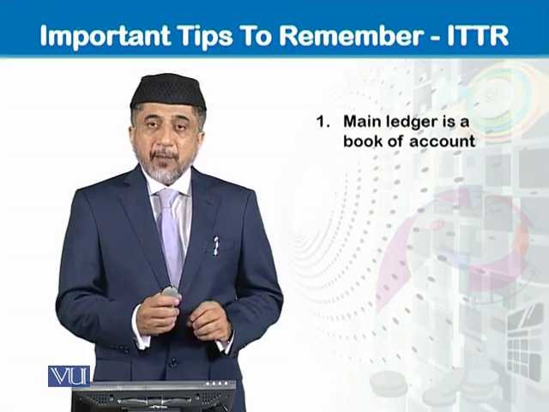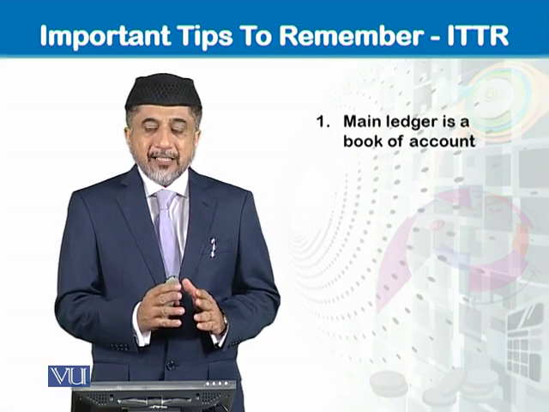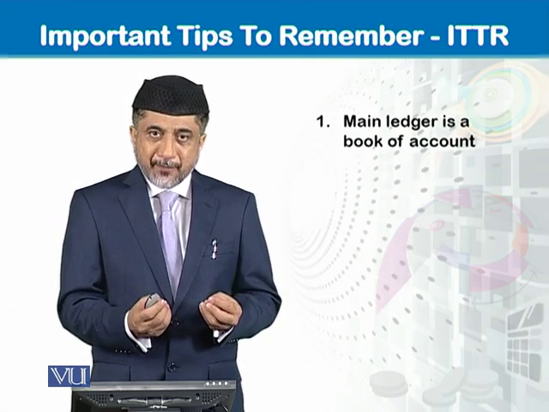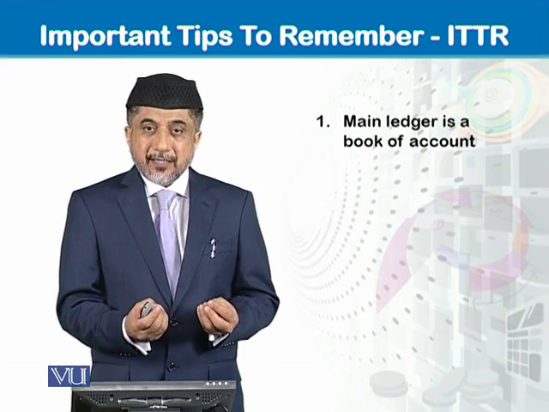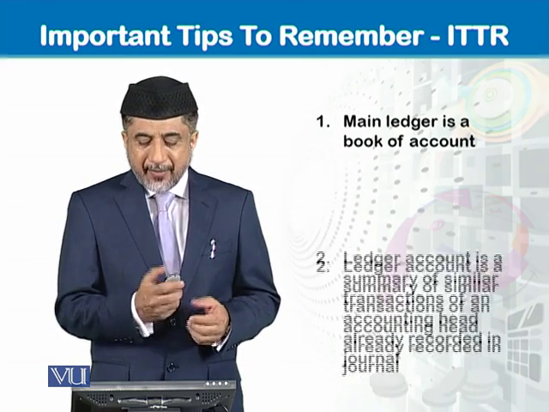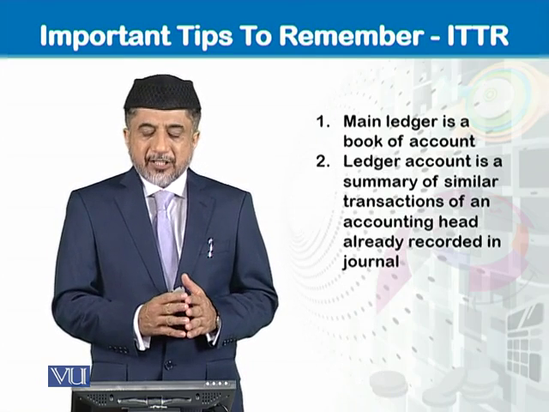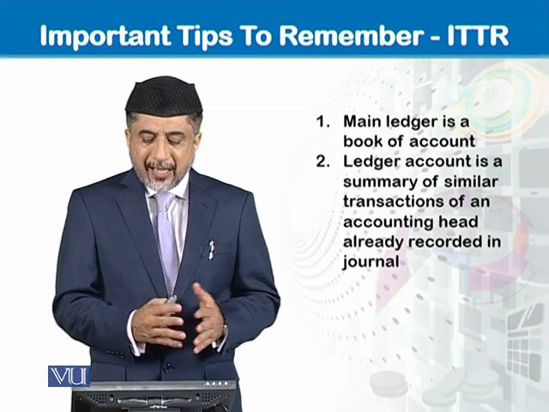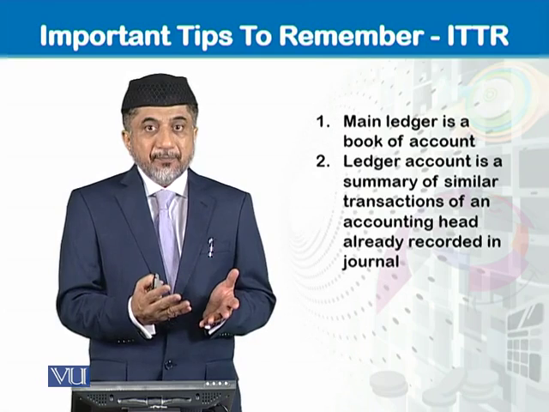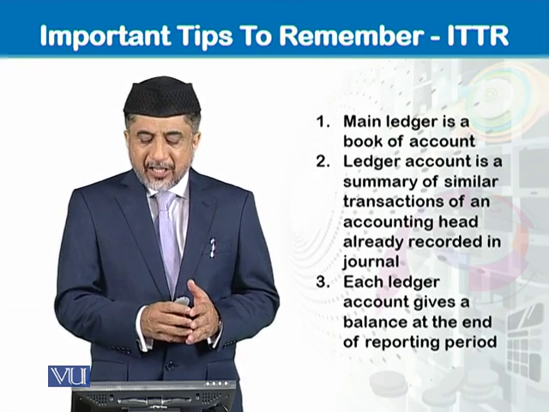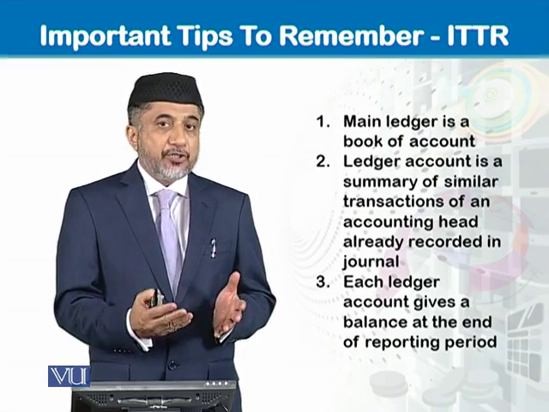So the important tips that we have to remember in this module are that main ledger is a book of account, which is also named as general ledger and nominal ledger. And a ledger account is a summary of similar transactions of an accounting head that we have already recorded in journal. Each ledger account gives a balance at the end of a reporting period.